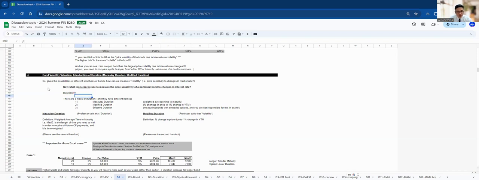The first one, which I have not done here, is measuring the straight line, which is called the price value basis point, PVBP. That's measuring the straight line. And then the next category is called the duration. We have something called the Macaulay duration, modified duration, and also effective duration. So it is a second level where they are trying to measure the curvature of that price yield curve. And the last one is measuring the convexity, which is also not covered here.